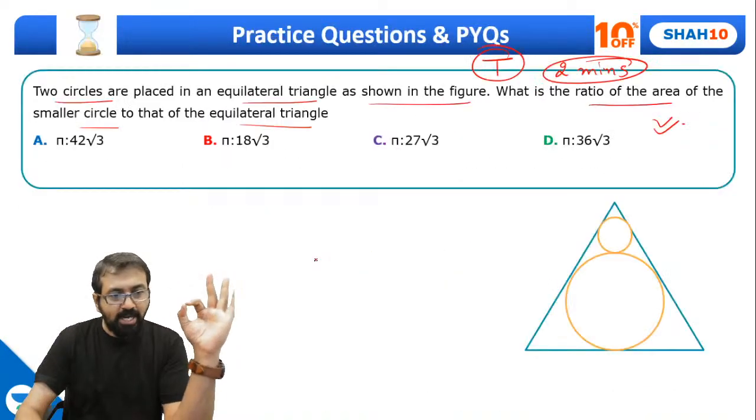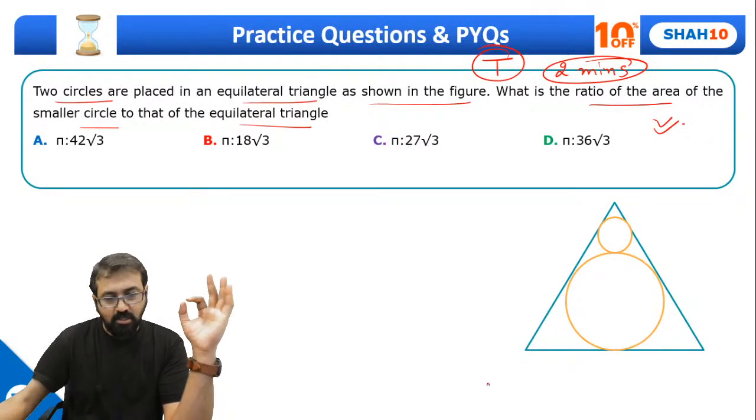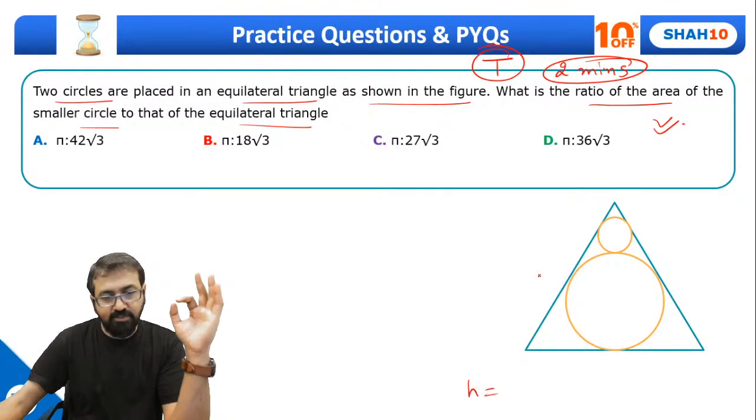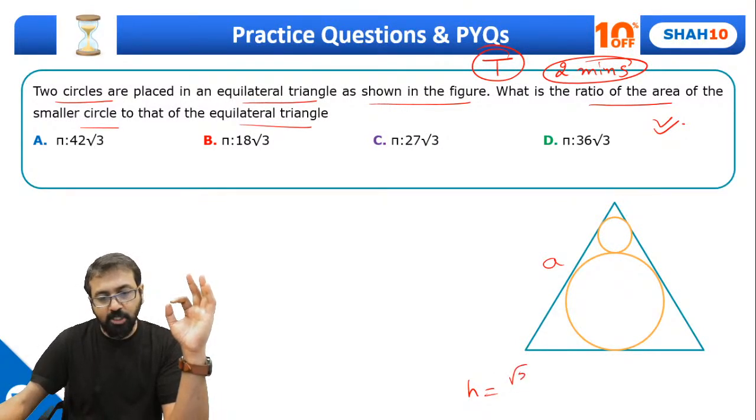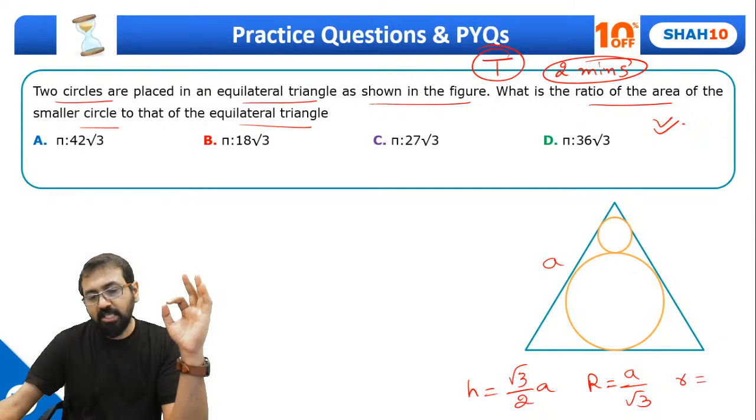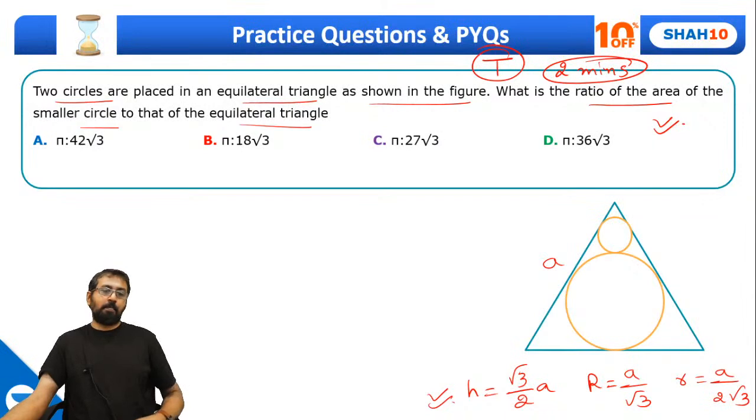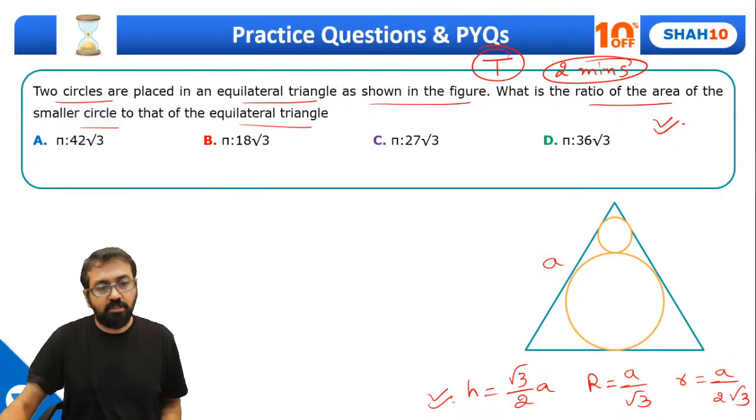Okay, so let's go back to that question. Let me write down all the points. Once again, if this side is A, just for the sake of simplicity, if you want, you can take this as 2a. Let's just take A. So if the side is A, then height will be √3/2 A. Circumradius will be A upon √3, and inradius will be A upon 2√3. So please keep this in mind. Now answer this question: what is the ratio of the area of the smaller circle to that of the equilateral triangle?